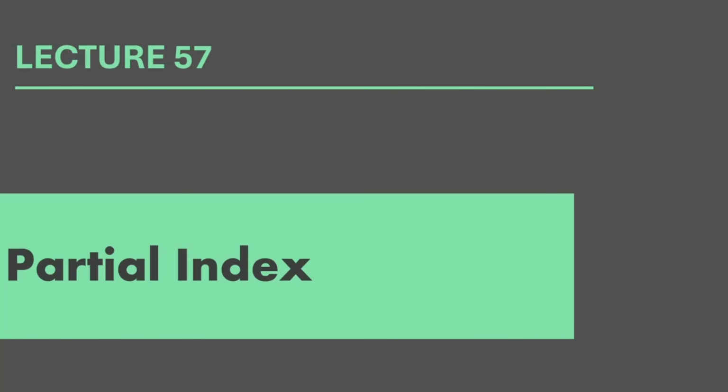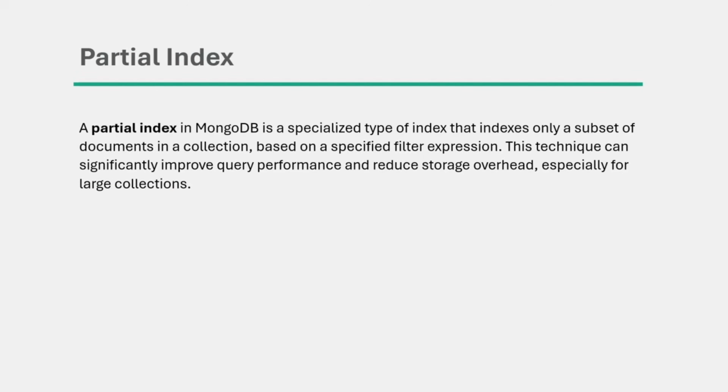In the last lecture, we learned how to configure a unique index on a field. Another option which we can configure is partial filter for an index. So, what is a partial filter and what do we mean by partial index? A partial index in MongoDB is a specialized type of index that indexes only a subset of documents in a collection based on a specified filter expression. And this technique can significantly improve query performance and reduce storage overhead, especially for large collections.